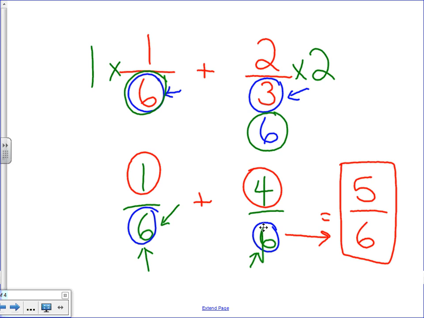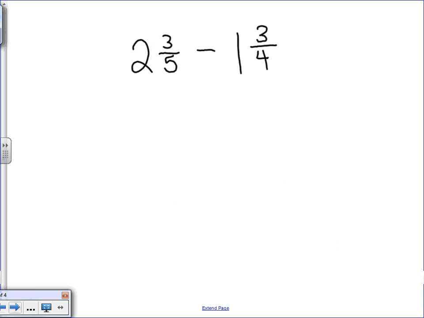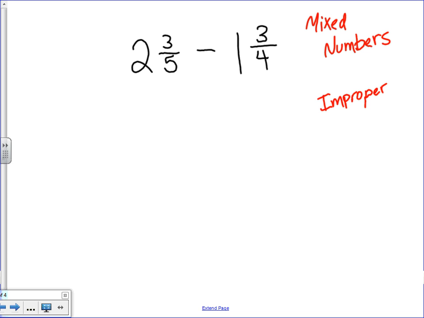Let's do a little bit more challenging problem. Let's look at this one. You'll notice that we have 2 mixed numbers. So first off, how do we add mixed numbers, or how do we subtract in this case? First, we need to change them to improper fractions. An improper fraction looks like this: the numerator is larger than the denominator. See how this is larger than this? So we have to change this to that.